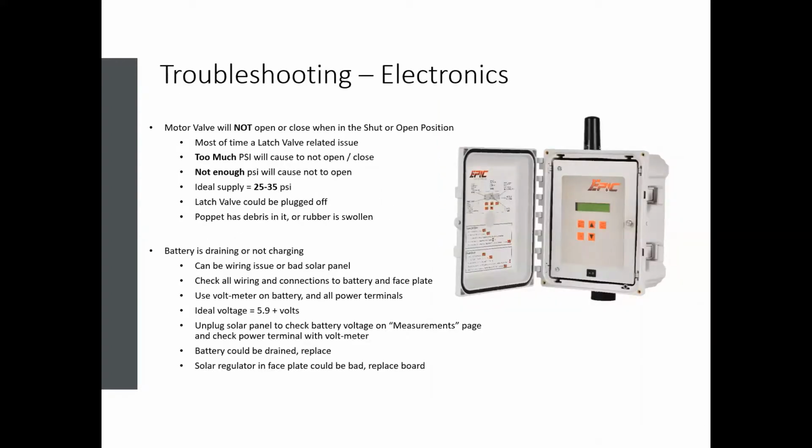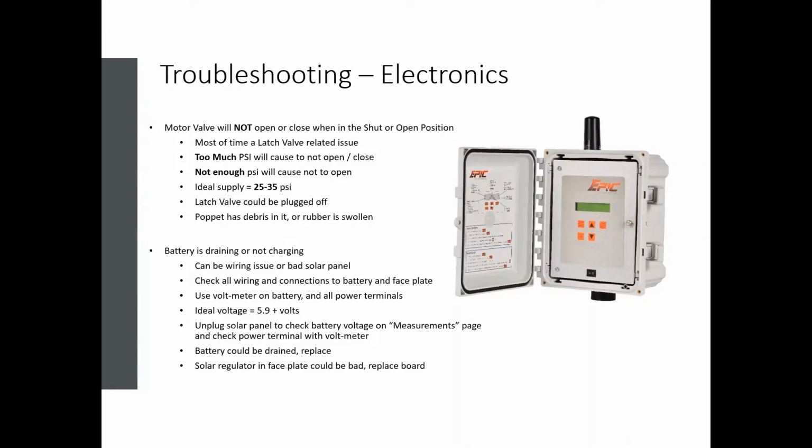Electronic troubleshooting usually involves the controller and the arrival sensor. When you're having issues with the controller not opening and closing 8 out of 10 times, it's because of the latching valve inside the controller. The controller should have 25 to 35 psi of dry gas supply to function properly. More supply could cause the valve not to shut, or also serious damage to the components, and not enough gas can cause it not to open. There may also be a plug or a freeze in the gas supply or the latch valve itself.